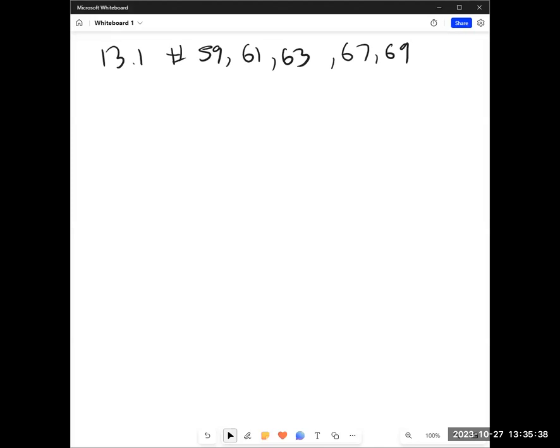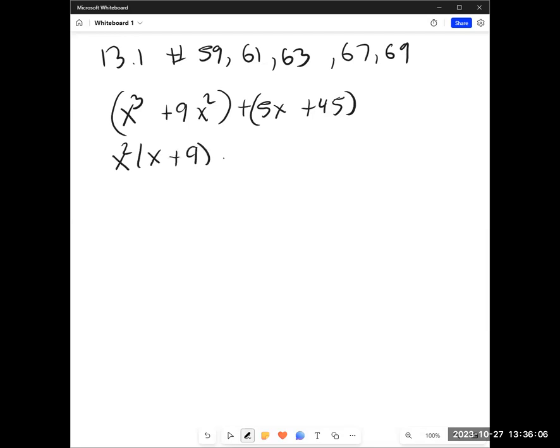Start off with x to the third plus 9x squared plus 5x plus 45. We're going to group the first two terms with the last two terms. I'm going to make sure that they're separated by a plus sign, not a minus sign. So keep that negative sign with the third term if it was a negative coefficient. Now I'm going to factor out the GCF from the first two terms, and I'm going to factor out the GCF from the last two terms. And we hope that they leave a greatest common factor of a binomial here. And we write the other parts as the other factor.